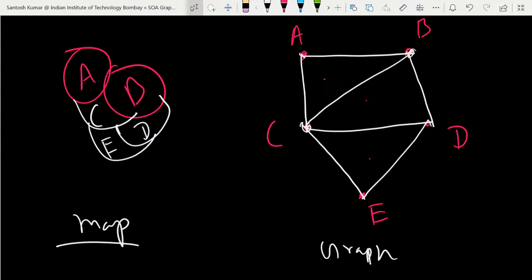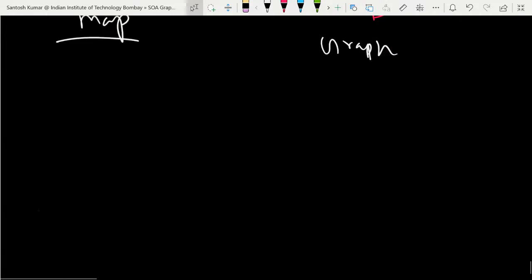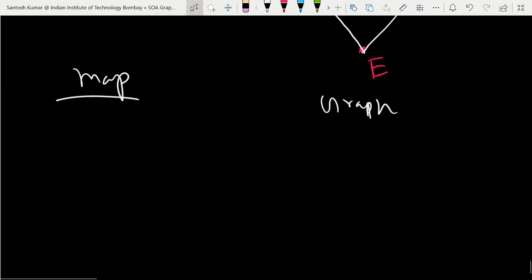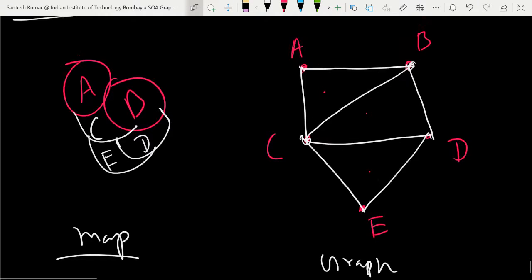Then you want to color the map such that two countries with a common boundary receive different colors. The same thing you can do in the graph. You can first convert the map into a graph and then do that. Here we had 5 regions, so we made a graph with 5 vertices.